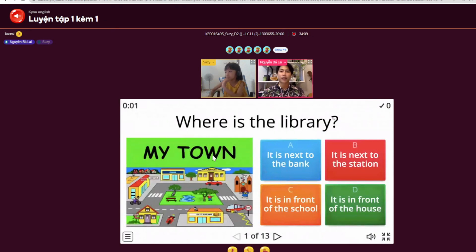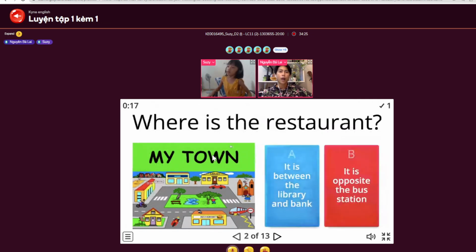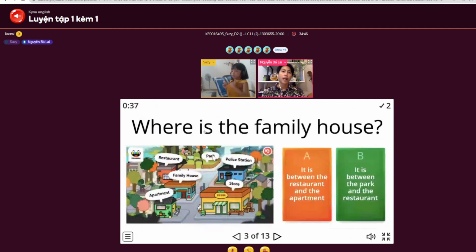Okay, where is the library? The library here? Yeah, where is the library? It is next to the bank. Where is the restaurant? The restaurant is between the bus station. Where is the family house? It is here. It is between the restaurant and the apartment.